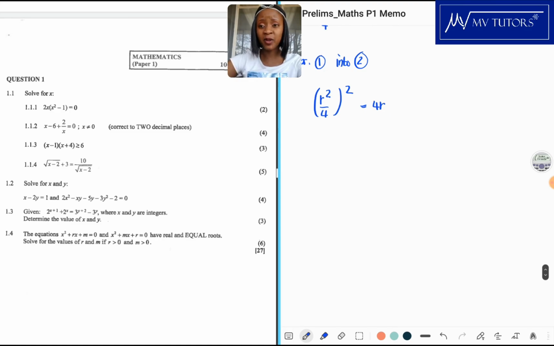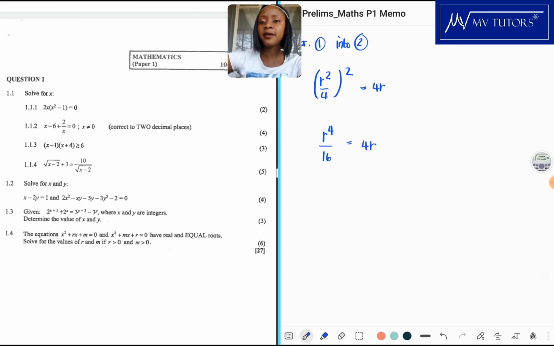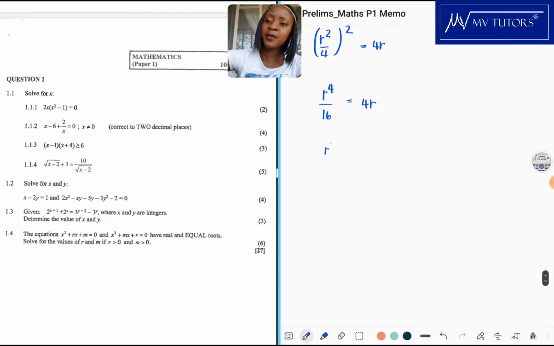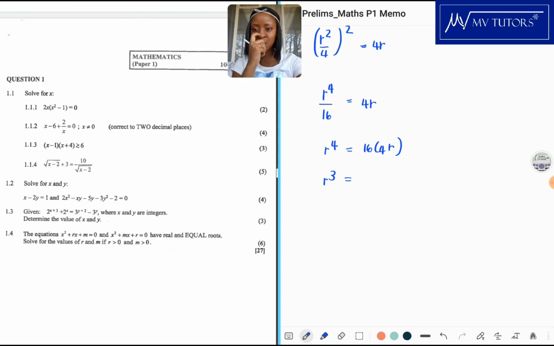So r squared squared is r to the power 4, and 4 squared is 16, equal to 4r. Then r to the power 4 is equal to 16 times 4r. I'm going to divide by r on both sides, so I'll be left with r cubed. And since 16 is 4 squared times 4, that will also be 4 cubed. So basically r is equal to 4.